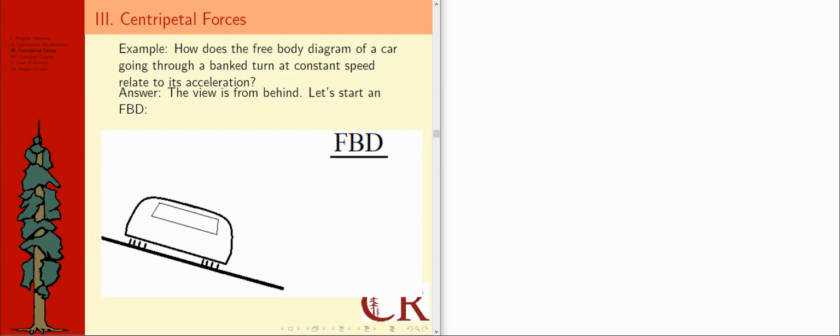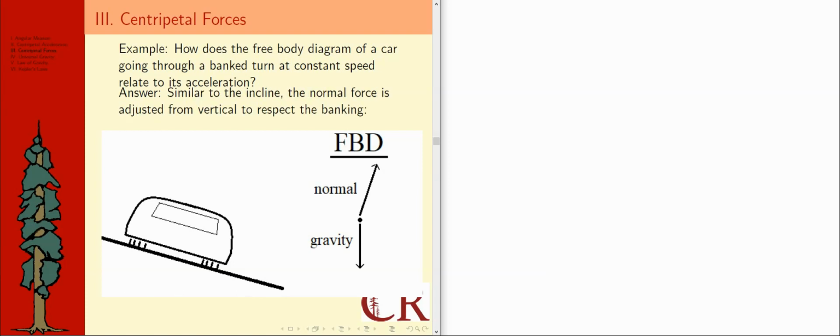View is from behind, but now again the car is inclined a little bit because it's on a banked turn rather than a level turn. We're going to need a system point, so we always do that, right? The gravity force is going to point down, even though the turn is banked, right? Gravity still points down.